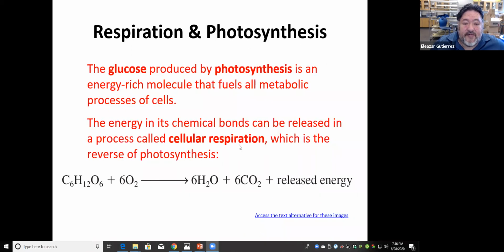Let's see here. A lot of information here, but here's where the meat is at, okay? The glucose, here it is. The glucose produced by photosynthesis is an energy-rich molecule that fuels all metabolic processes of cells. The energy in this chemical bond can be released in a process called cellular respiration. So this is cellular respiration. So if we're to take this equation and turn it around, we would have photosynthesis, okay? So cellular respiration, that's what you and I are doing right now to stay alive, okay? This is taking place in the cytosol and the mitochondria of your cells. We're gonna cover this in biology.